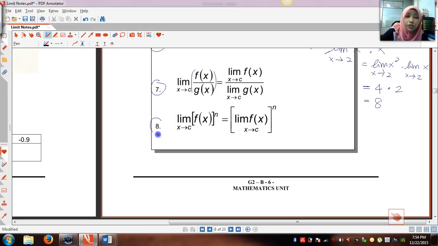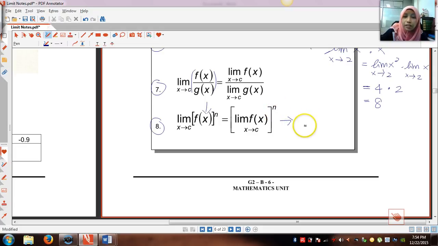Then the last theorem should be the limit of f(x) to the power of n, as x approaches c. So we have a function to the power of n there. So we can find the limit of f(x) first, the limit of f(x) as x approaches c first. Then after that, we can raise it to the power of n.